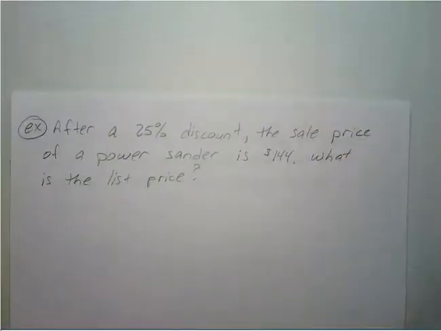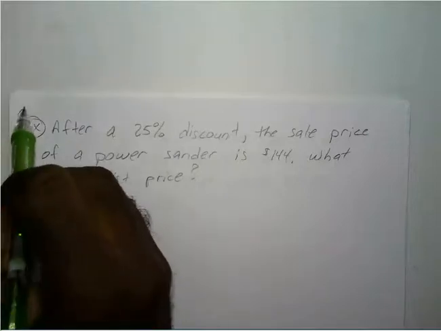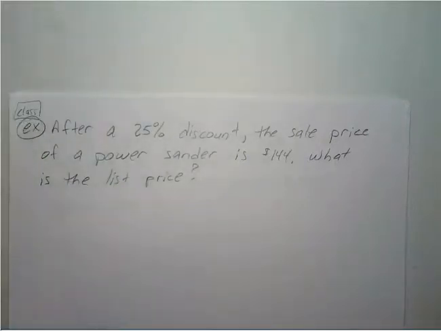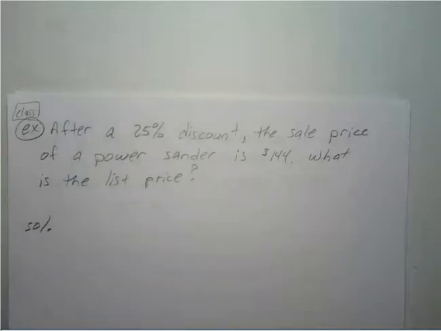Okay, so after a 25% discount, the sale price of a power sander is $144. What is the list price? All right, so what I want you to do is go ahead and press pause and try to solve this one on your own. All right, so assuming you've pressed pause and worked this one out.